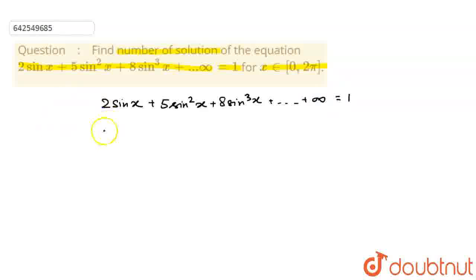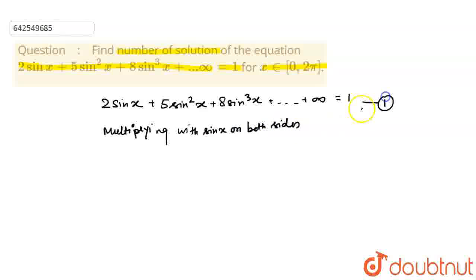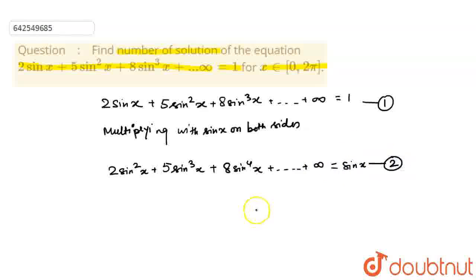So now multiplying with sin x. Multiply this whole equation with sin x, both sides. So let me take this equation as equation number 1. So what do I get? I get 2 sin square x plus 5 sin cube x plus 8 sin to the power 4 x so on up to infinity, and this would be equal to sin x. Correct? Mark this as equation number 2.